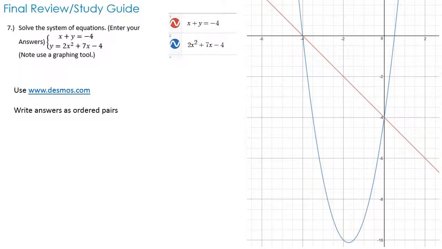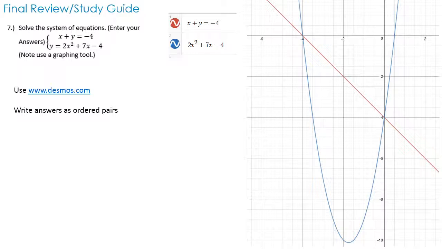For number 7, we're going to solve the systems of equations. And when you're taking it, you're going to be just entering your answers as your solution. So we're given x plus y is equal to negative 4, and then y is equal to 2x squared plus 7x minus 4. So this is a great problem to use the graphing tool. So you want to use Desmos.com again.